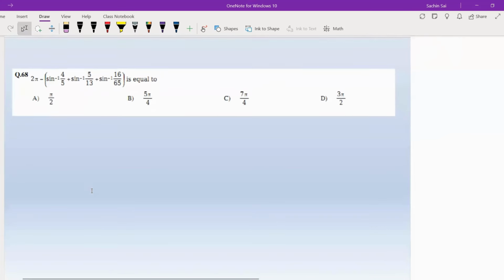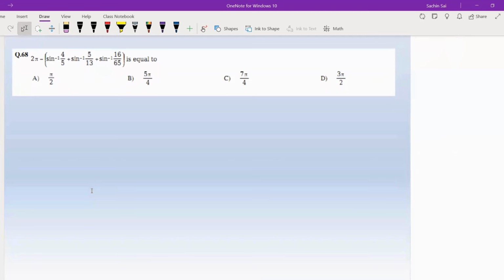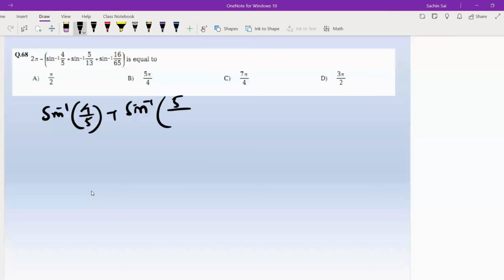Right? Question 68. 2 pi minus sine inverse 4 by 5 plus sine inverse 5 by 13 plus sine inverse 16 by 65. So one piece of advice here. There are a lot of formulae in inverse trigonometric functions. So whenever possible, try to convert everything to tan inverse, right? So I have sine inverse 4 by 5 plus sine inverse 5 by 13 plus sine inverse 16 by 65.